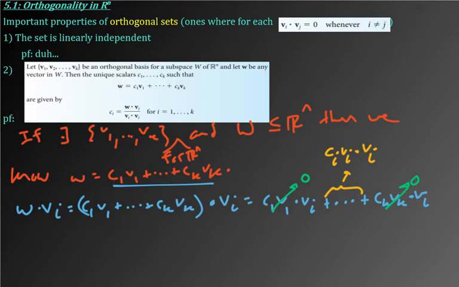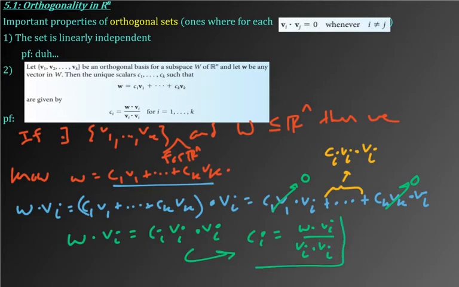So most importantly, what we have now is that W dot V sub I simplifies way down to C sub I, V sub I, dotted with V sub I. You probably see where this is going, but if you just divide out, C sub I equals W dot V sub I over V sub I dotted with V sub I. And that is what we wanted to show. So I'm going to do a little box, and we're done.